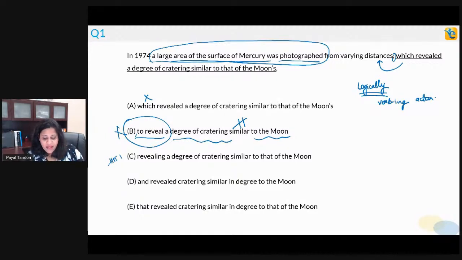Now, "revealing a degree of cratering similar to that of the moon." This is absolutely correct here. Revealing is absolutely correct. It's presenting a result.